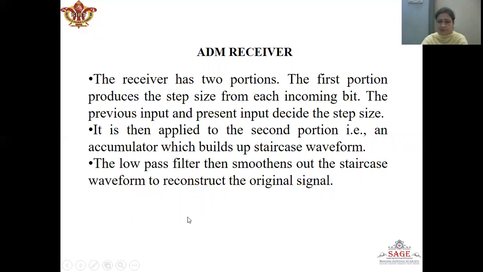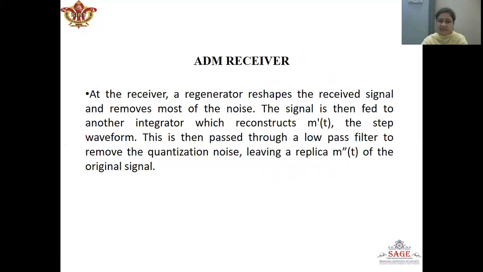The first portion produces the step size from each incoming bit. The previous input and present input decide the step size. It is then applied to the second portion, which is an accumulator, which builds up a staircase waveform. The low pass filter then smooths out the staircase waveform to reconstruct the original signal. At the receiver, a regenerator reshapes the received signal and removes most of the quantization noise. This signal is then fed to another integrator, which reconstructs the staircase waveform. Then it is passed through a low pass filter to remove the quantization noise.